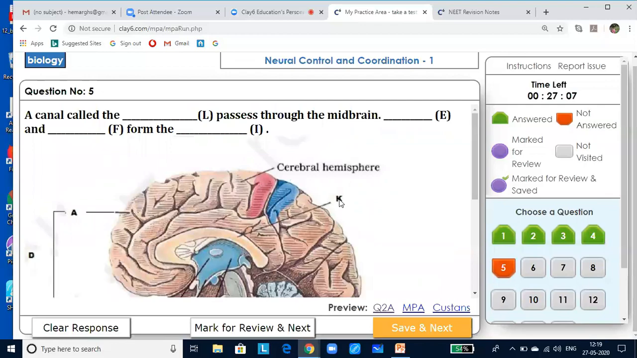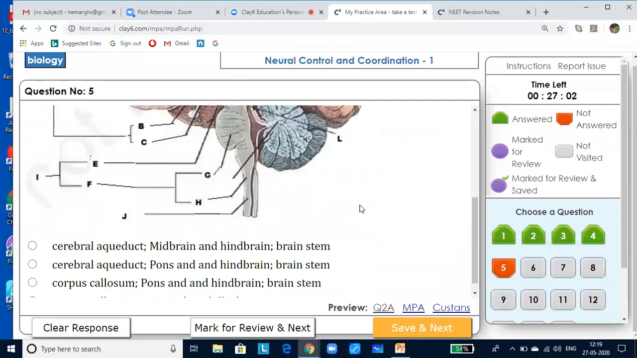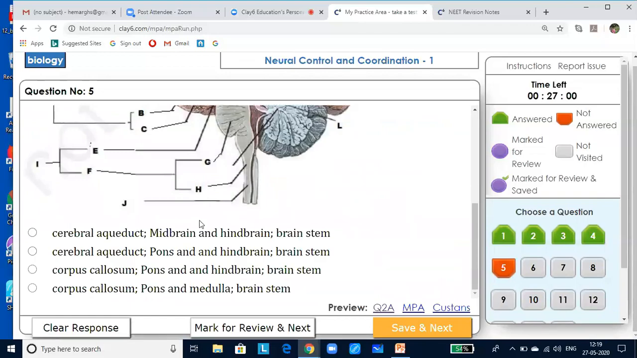A canal called dash passes through the midbrain. Dash and dash form the dash. Now the canal, you know, it is cerebral aqueduct. Now where does it pass through? It passes through the midbrain and the hindbrain, and this is the answer.